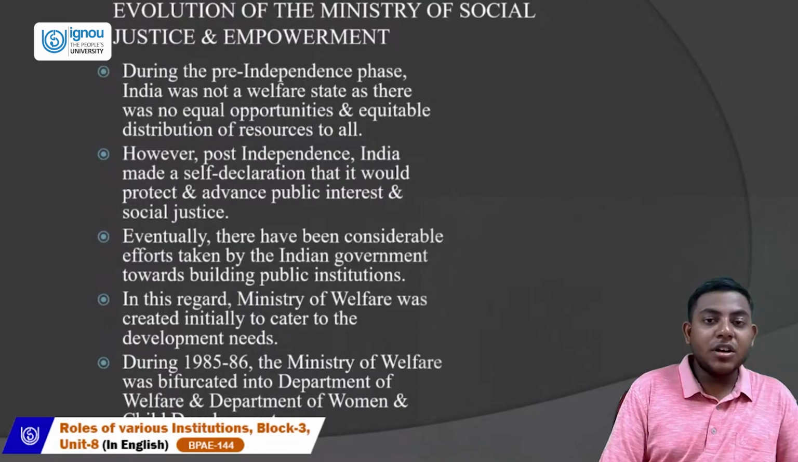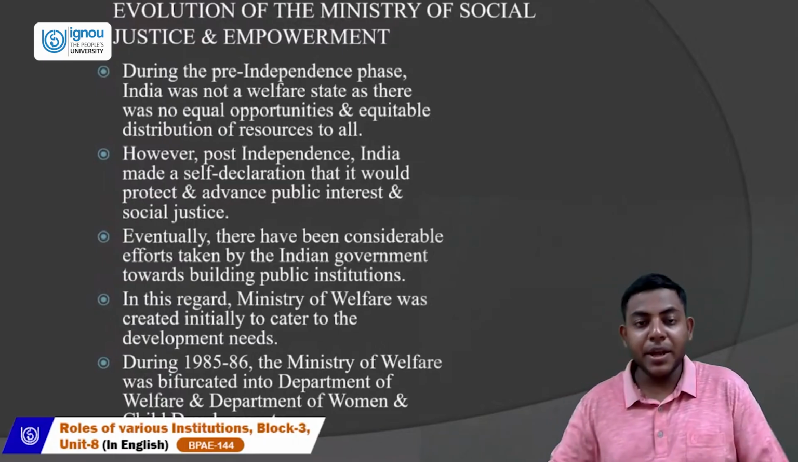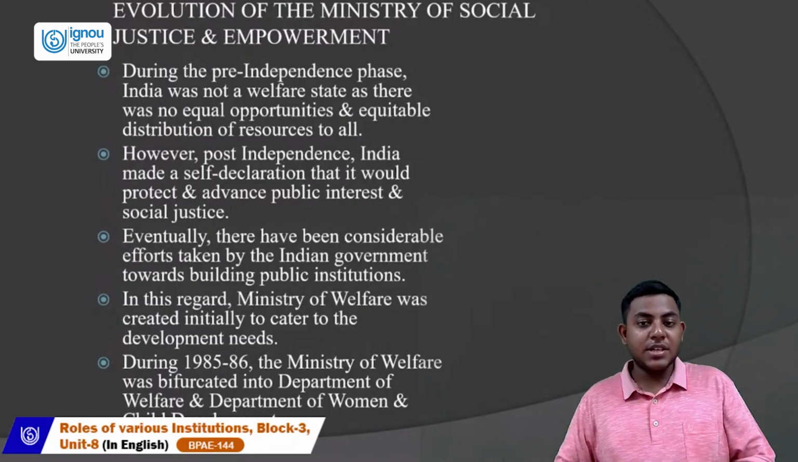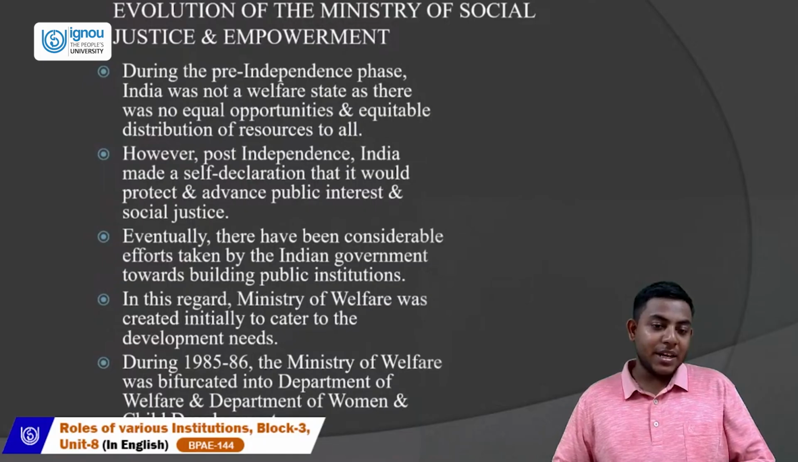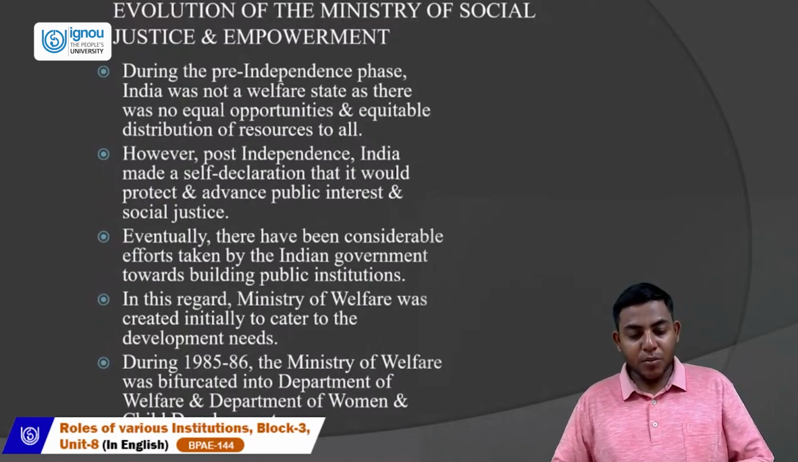Now let us discuss the evolution of the Ministry of Social Justice and Empowerment. During the pre-independence phase, India was not a welfare state as there were no equal opportunities and equitable distribution of resources to all. However, post-independence, India made a self-declaration that it would protect and advance public interest and social justice. Eventually, there have been considerable efforts taken by the Indian government towards building public institutions. In this regard, the Ministry of Welfare was created initially to cater to the development needs.